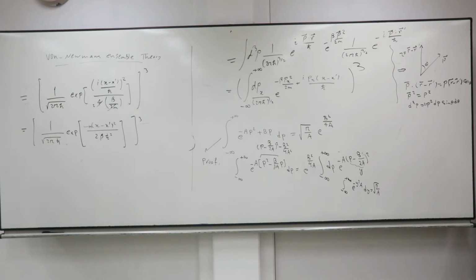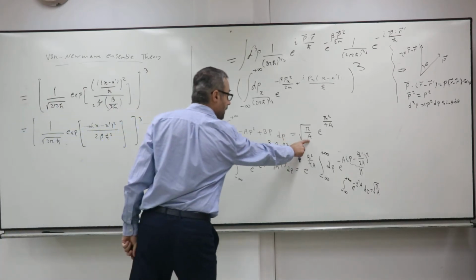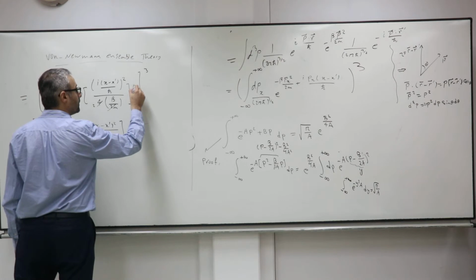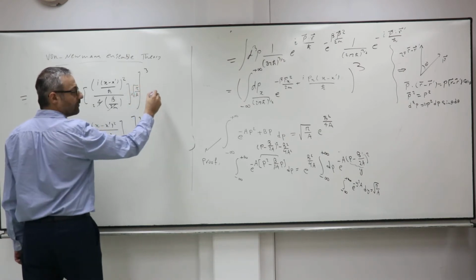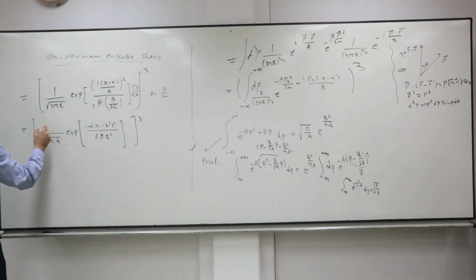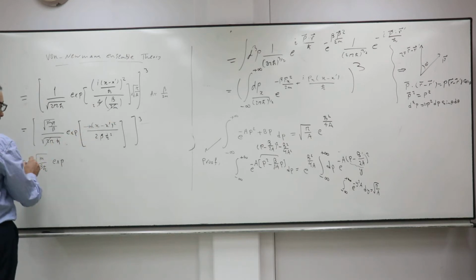Oh, there is one radical pi over a also. Radical pi over a also. Sorry, I see that something is wrong here. Multiply by radical pi over a. What is the a? A was beta over 2m. Beta over 2m, so it will be radical 2m pi over beta. Okay. So you can make it simplified. Now radical 2 pi by radical 2 pi you can simplify. You can write m over beta h bar, exponential. How many power? Power 3.